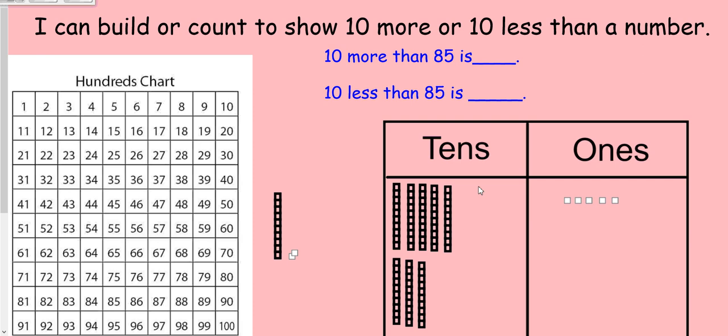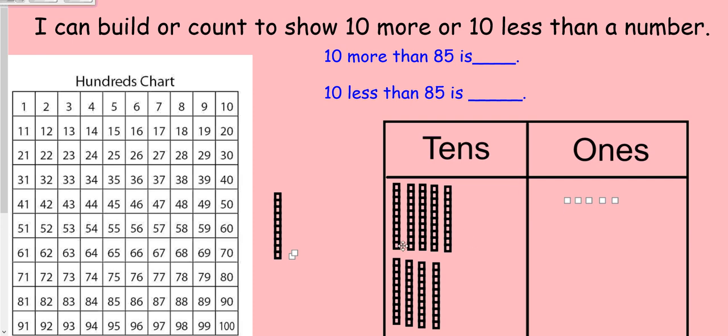I want to show 10 more. So am I going to put a 1 on here or am I going to put a 10 on here? I'm going to put a 10 to show 10 more. 10 more than 85 is, well, let's look. Now we have 9 tens, 5 ones. 9 tens, 5 ones is 95.